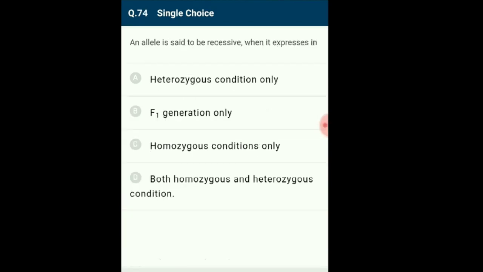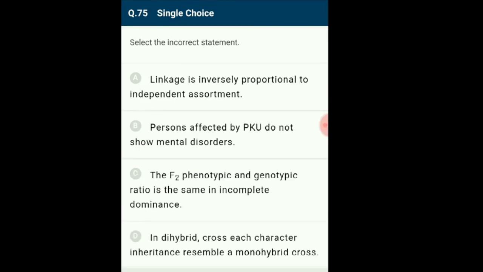Question number 74. An allele is said to be recessive when it expresses only in the homozygous condition. Recessive alleles can express themselves only in homozygous condition. When two alleles are present in a dissimilar pair of factors, one member of the pair dominates and it is called dominant, and the other is recessive. The answer for this question is option C. Homozygous conditions only. That is the statement.